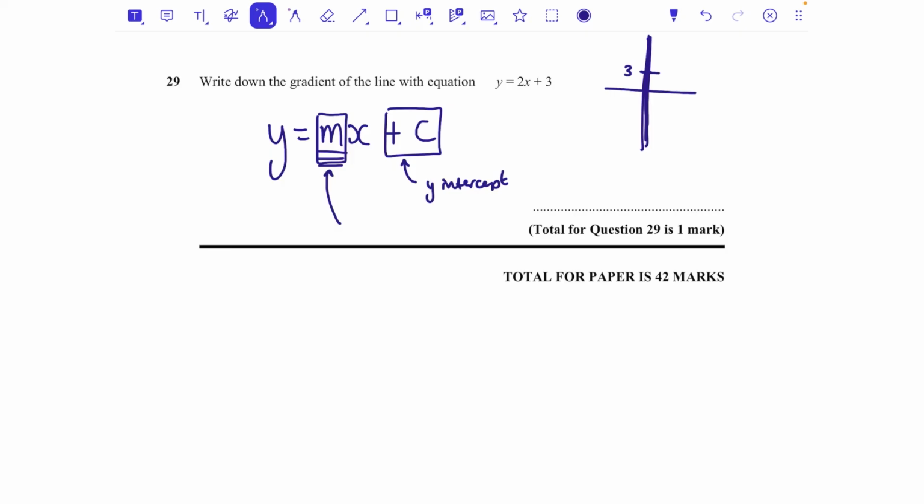So for every 1 across, we're going up in 2s. So it's going to have a positive gradient of 2, and that's all we need to write. None of that we need to write. For 1 mark, all we need to say is that the gradient is 2. When it's like that and y is the subject of the formula, we're just looking for whatever number is in front of the x, that tells you the gradient.